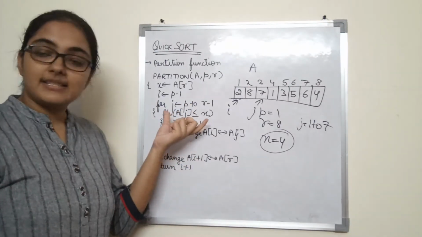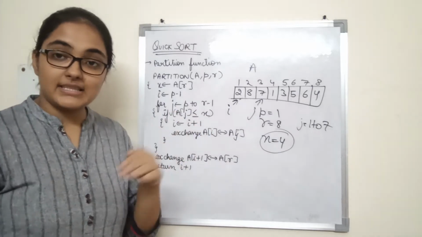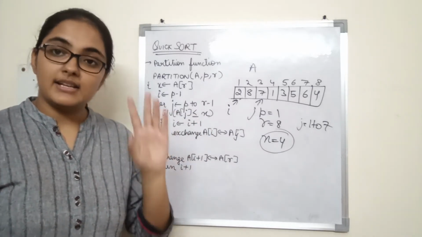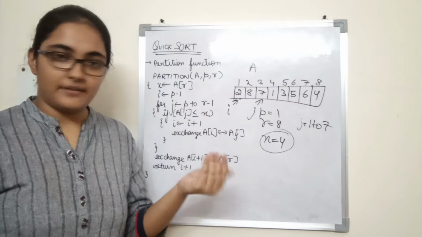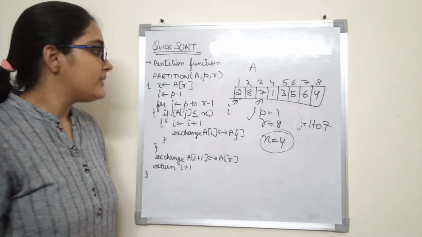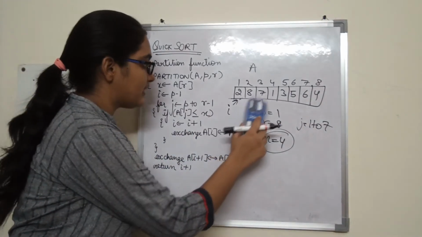Alright, so whenever this condition fails, what is happening? j is simply incrementing, nothing is done. j is simply incrementing by 1, right? Because this condition fails, right? Now j will be incremented.